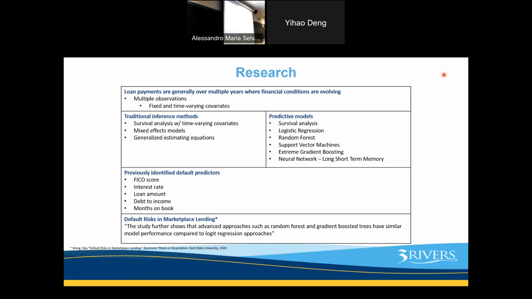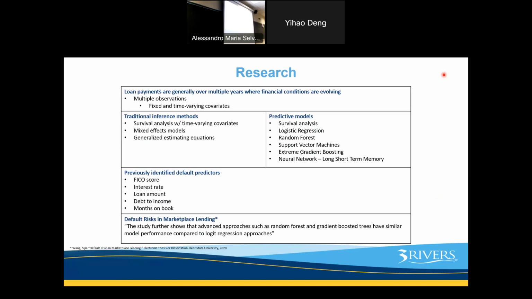What commonly identified important predictors in the analyses were the FICO score, which is a score of the credit value of the person, their credit trustworthiness, the interest rate on the loan, the loan amount, debt to income, and then months on book, and that's just how long since loan origination.